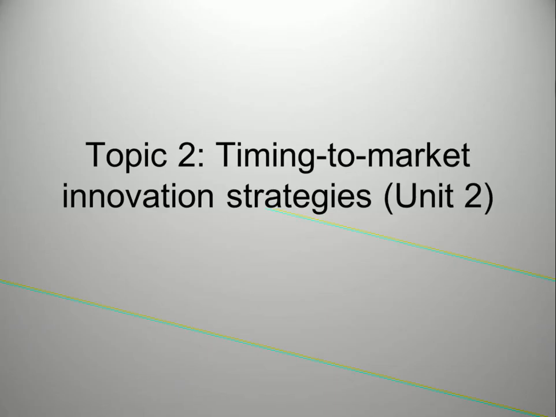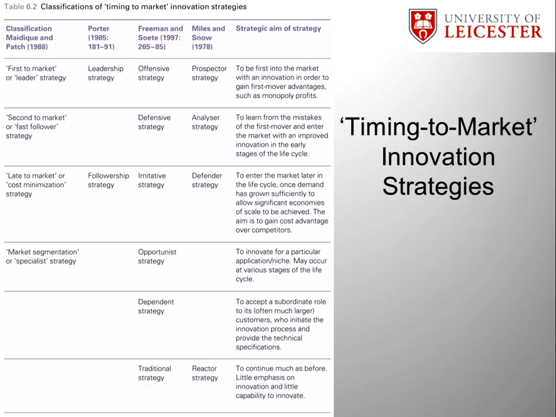The second area that you might want to look at in the innovation units is the idea of timing to market innovation strategies. And if you remember, the timing to market innovation strategies is about the timing that a company has getting to a market with a new innovation, whether it's a product or service, vis-a-vis the competition. So it's not how long it takes to get to the market, it's about the timing of its product or service innovation launches vis-a-vis their competitors.